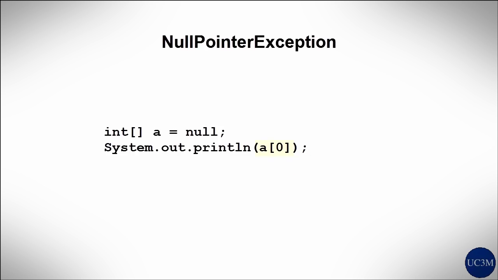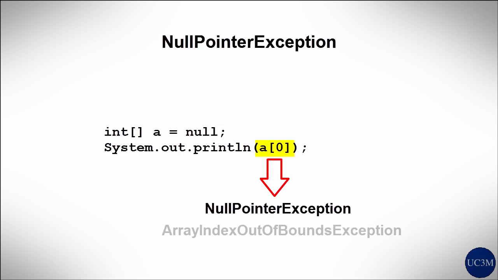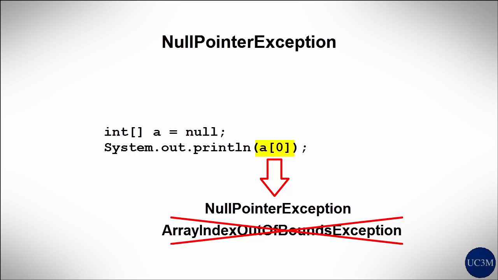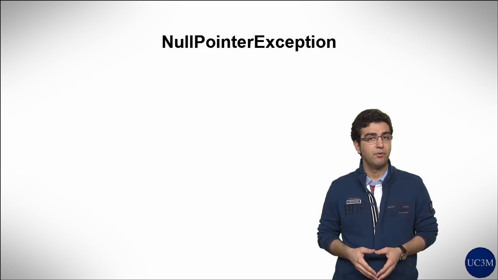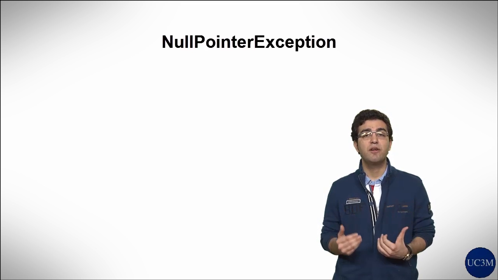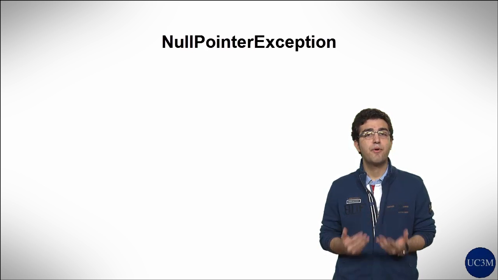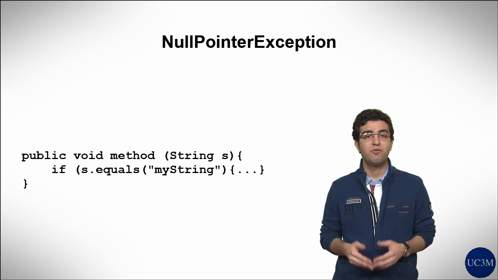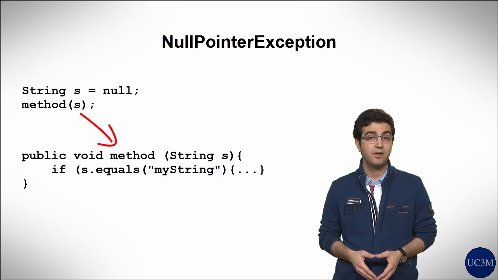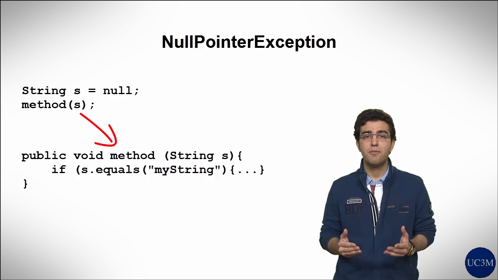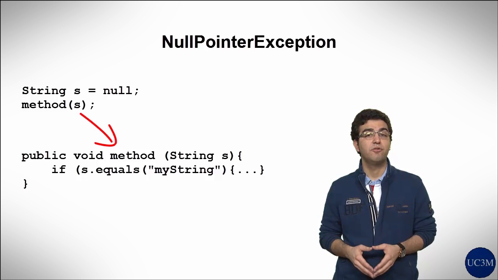Actually, if we try to access position 0 in an array that has not been initialized, the program will throw a null pointer exception and not an array index out of bounds exception. In these examples, it's very easy to detect that we are trying to use a variable that has not been initialized. However, when we are programming, we define methods that receive arguments and that are invoked from other objects. In these cases, detecting variables that have not been initialized is not so immediate.